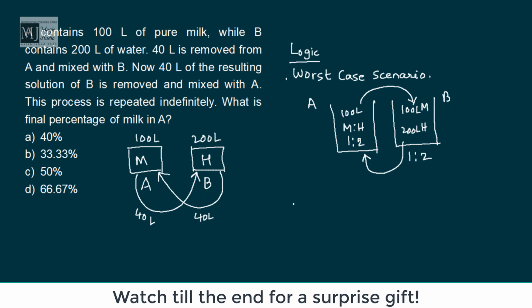So, what is the final percentage of milk in jar A? It is 1/3, that is 33.33%. Worst case scenarios always help. Answer is B.